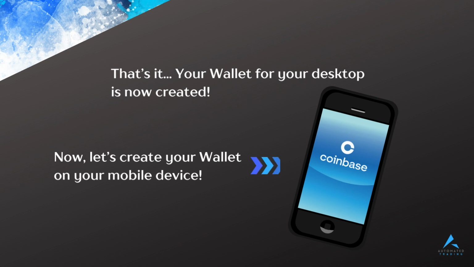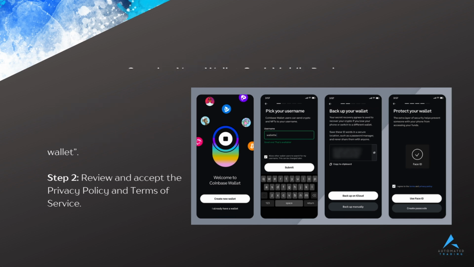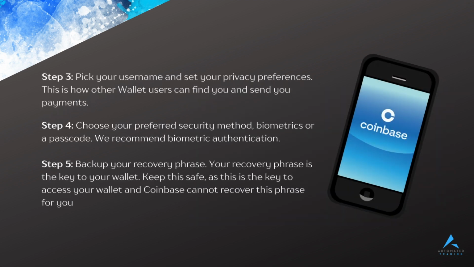Now let's create your wallet on a mobile device. So first, download the mobile app on either Apple or Google Play. Step number 1. Select Create a New Wallet. Step number 2, review and accept the privacy policy and terms of service. Step number 3, pick your username and set your privacy preferences. This is how other wallet users can find you and send you payments.